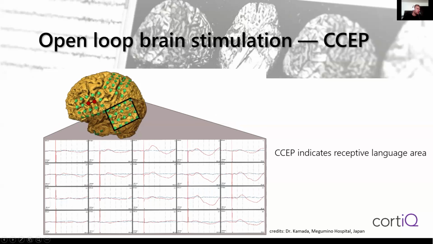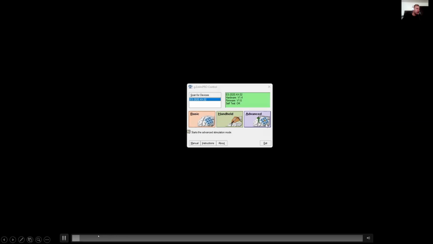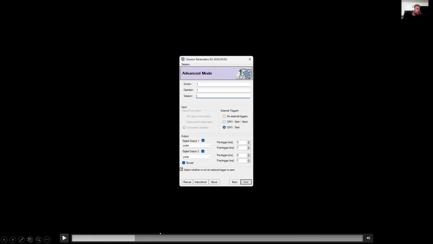So here in the posterior part of the temporal lobe, we can see evoked responses that are very likely related to the receptive language area. So let's again look at the stimulation protocol and the parameters.